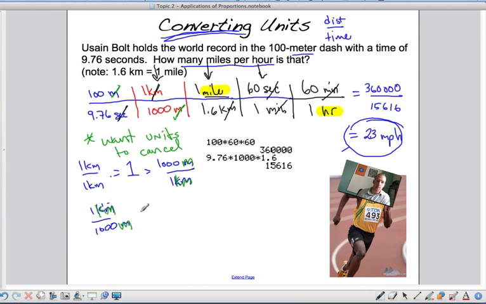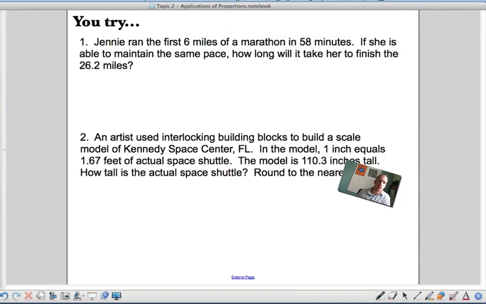All right, here's your U-tries. Good luck with those, and any questions you have, make sure you jot them down so you don't forget to ask next class.